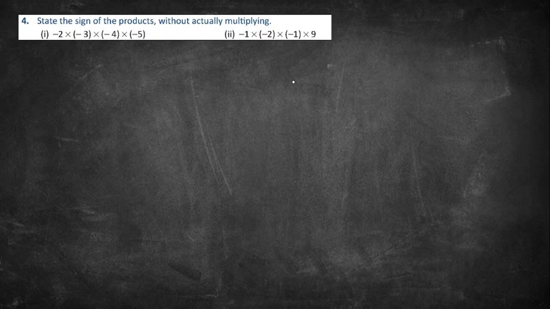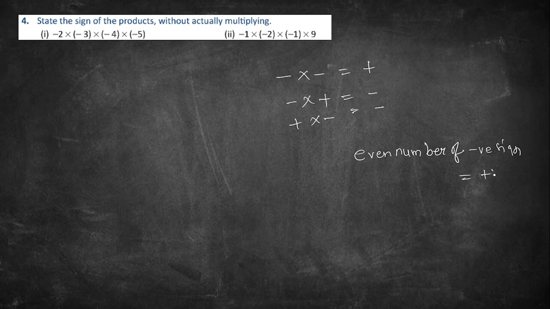Now see children, you know that with negative signs, if we have negative into negative, then the answer will be positive. If we have negative into positive or positive into negative, the answer will always be negative. It means if we have an even number of negative signs, then the answer will be positive. And if we have an odd number of negative signs, then the answer will always be negative.